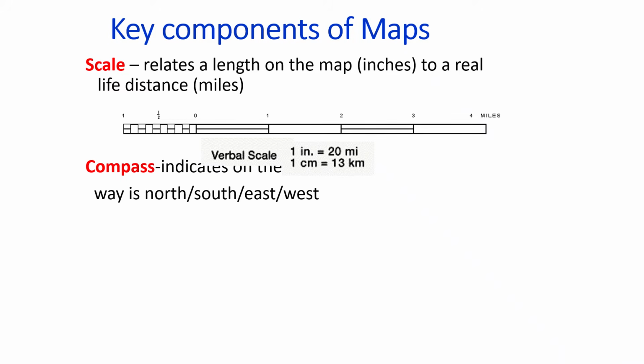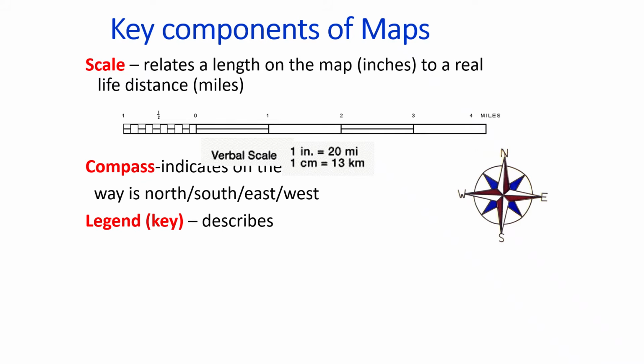Now, a compass, it's got to tell you which way is north, south, east, or west. It looks something like this. And for most of our maps, we hold the map so that north is always pointing up on the page. But we don't have to. So you need this compass to tell you which way is north to help you get your directions or your distance between two points. We need a legend or a key which describes, well, what is this map showing us?